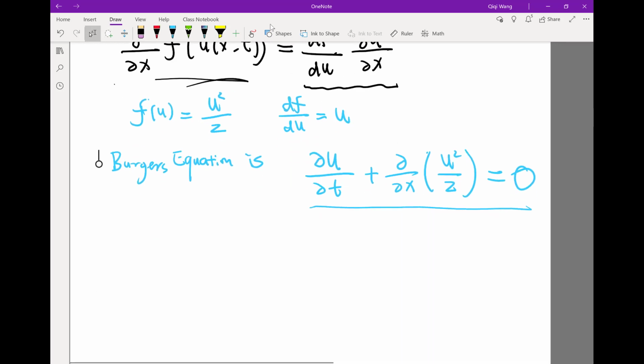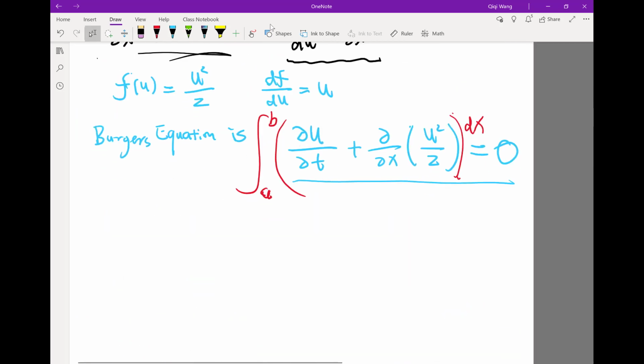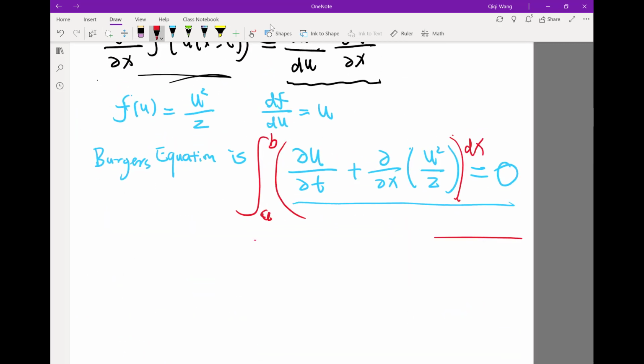The real important thing I want to do is the following. I want to integrate this whole thing over dx, over any interval a to b. If the differential equation is satisfied, which means du/dt plus d/dx of u squared over 2 is equal to 0 at every point x and every time t, then this integral over x should also be 0 at any time t and any interval a to b, right? So if I assume the differential equation is satisfied, then this equation, the integral form, is also satisfied.